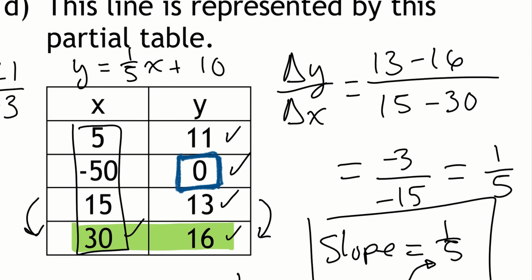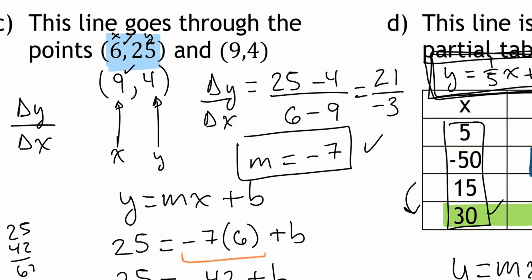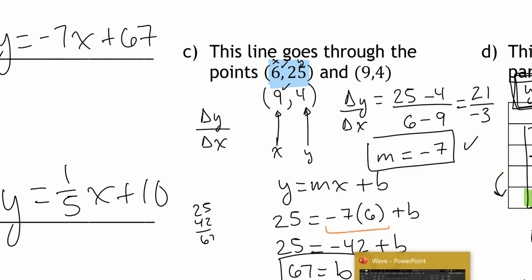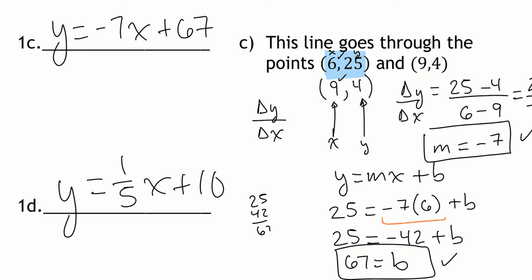One last one, 15. If I plug 15 in, 1/5 of 15 is 3, and 3 plus 10 is 13. So I can see that this is doing precisely what I expected it to do. When I put in my known x values, it's giving me the correct y values. And that's also true of this equation for C. When I plug in 6, negative 7 times 6 is negative 42, and negative 42 plus 67 turns out to be 25. So I do encourage you to ask yourself, if I was right, what would that look like?